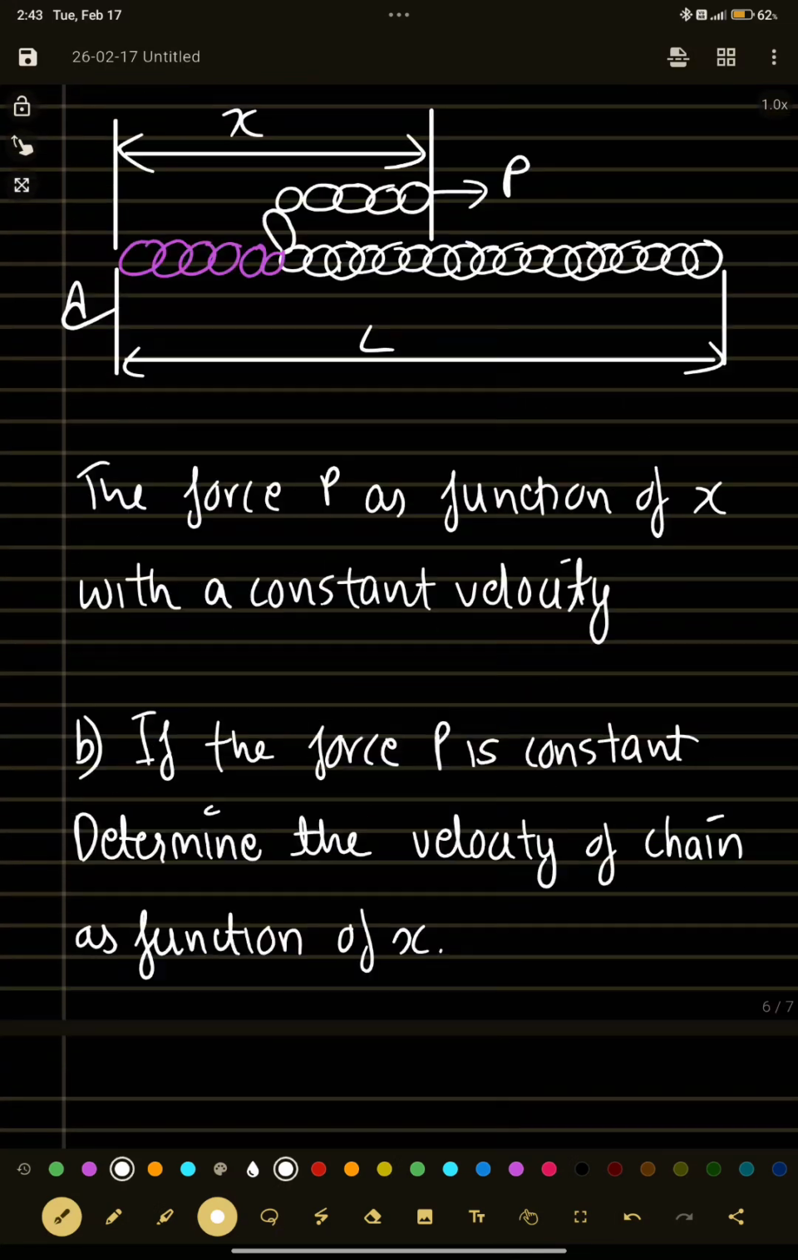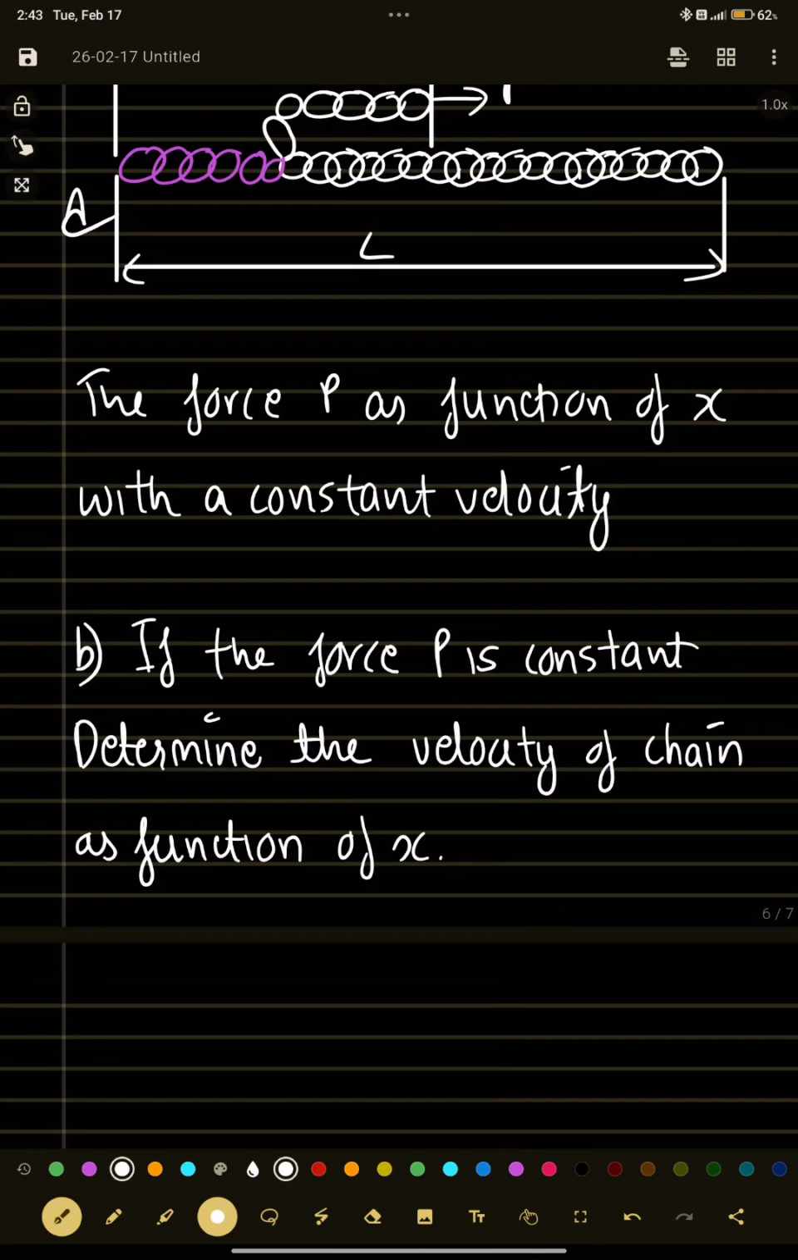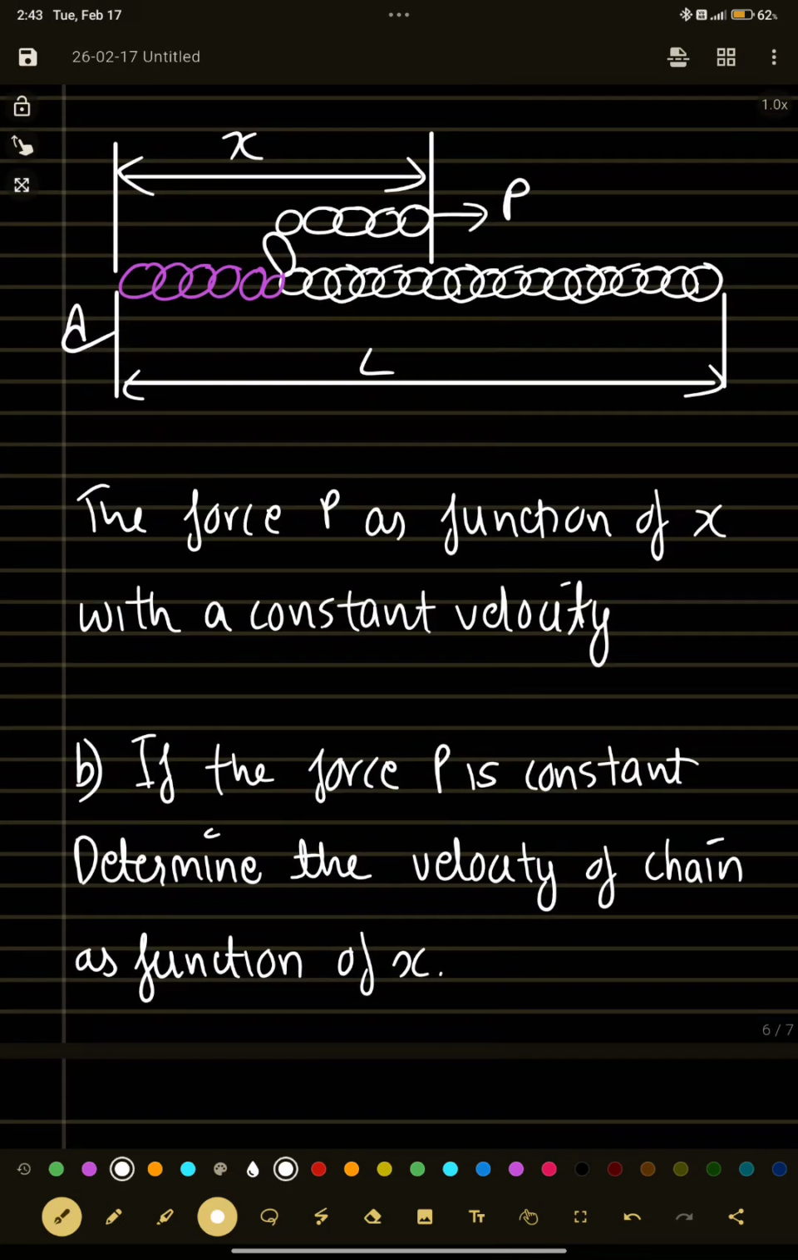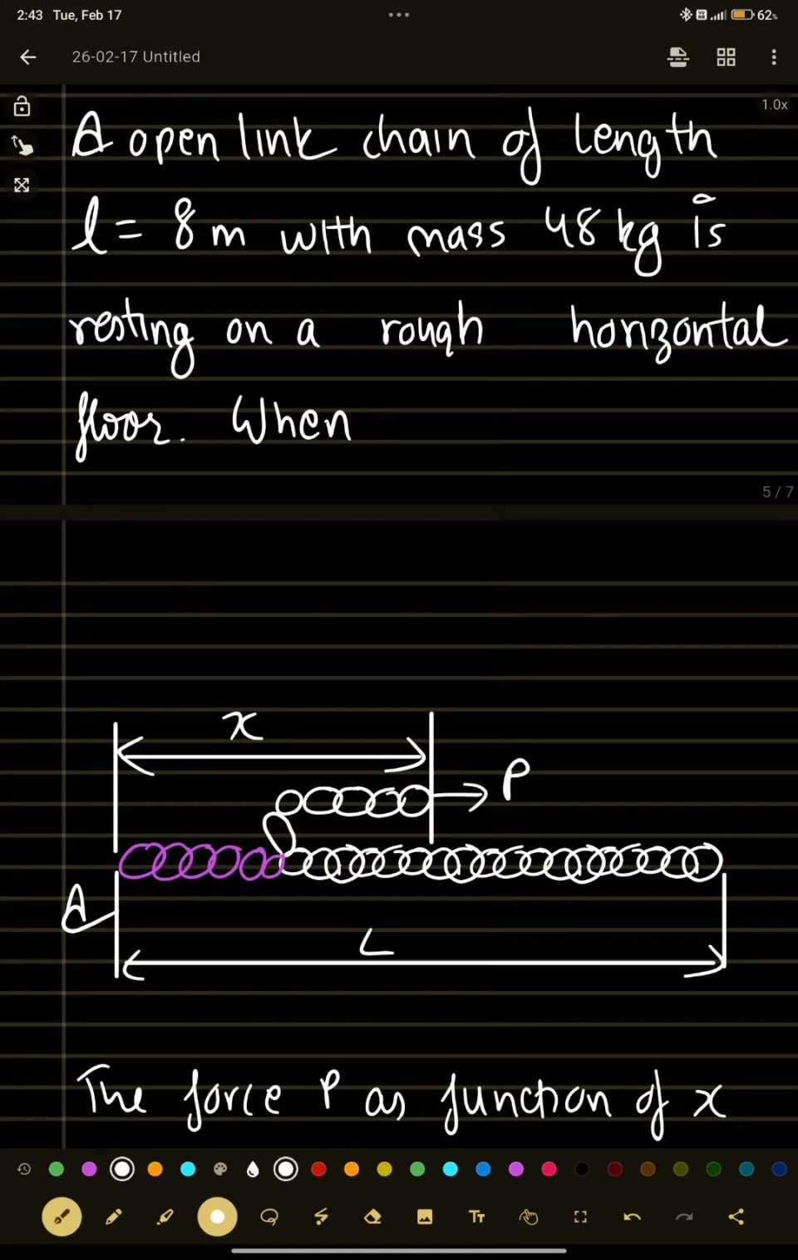Yes. Have you written the statements? Should I repeat? So now you solve.